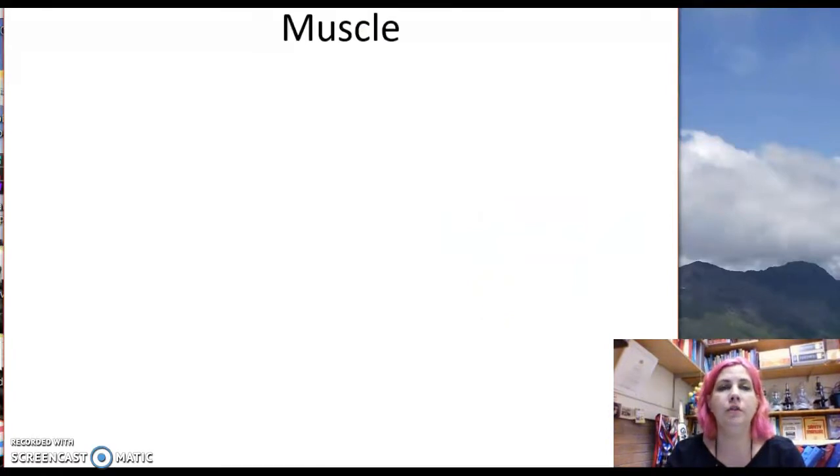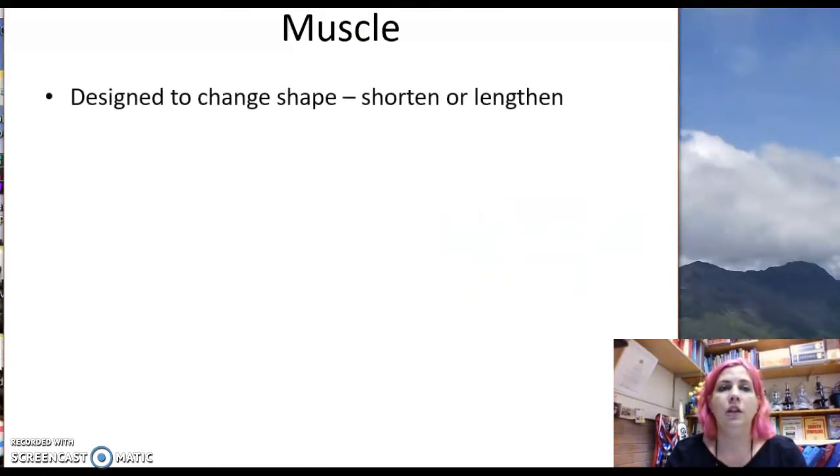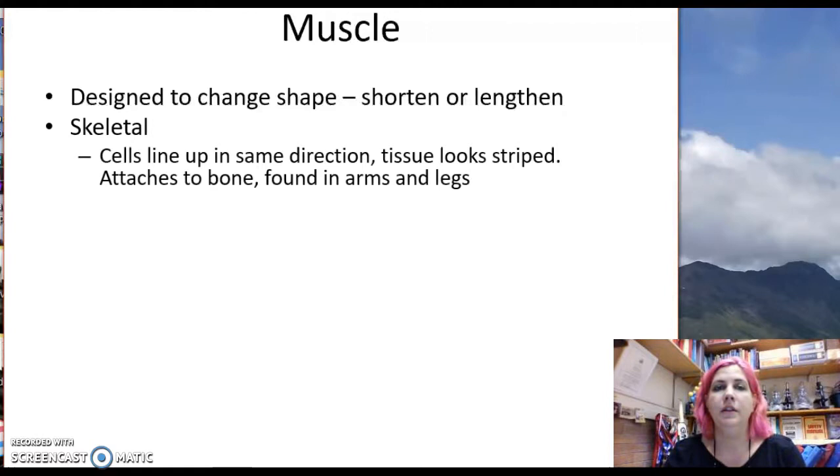Okay, the next type of tissue is muscle. It's designed to change shape, to shorten or lengthen. So there are three types of muscle tissue. So there's skeletal. All the cells line up in the same direction, and the tissue looks striped, or as we refer to it, as striated. It attaches to bone. It's found in the arms and legs, and any muscle that you can move consciously. So any muscle that you can think about and then move is skeletal muscle.